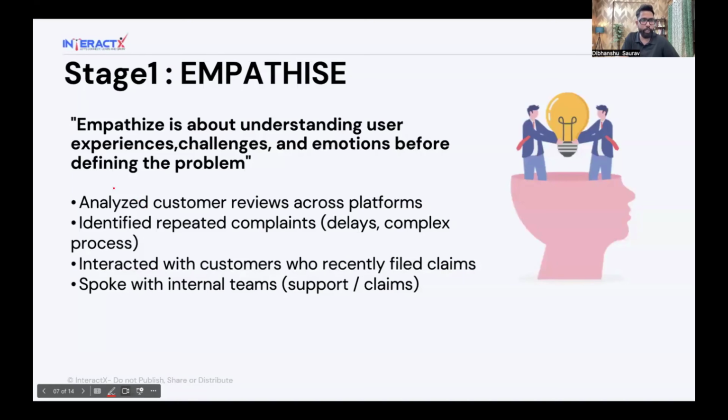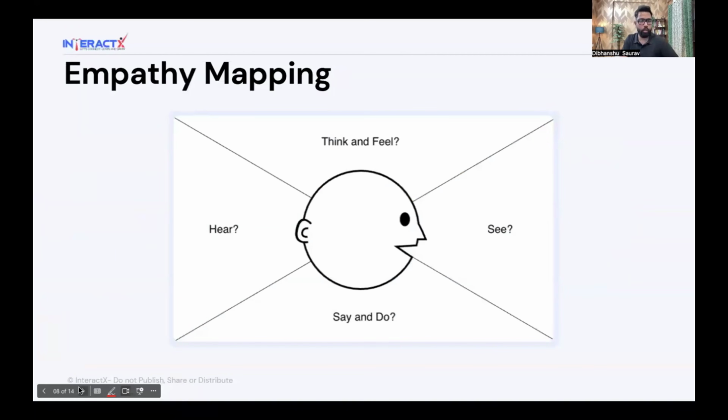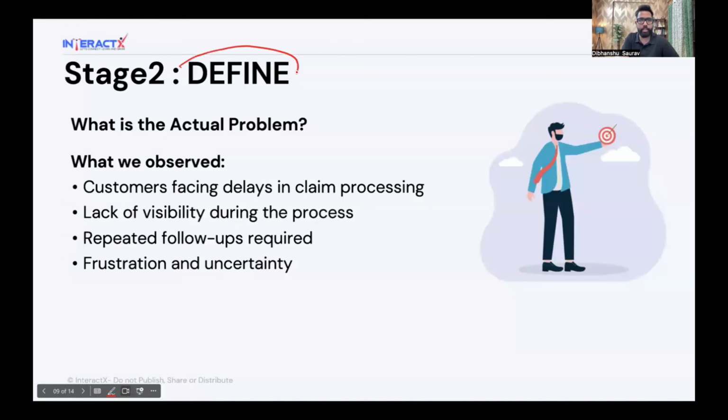So let me quickly give it a read. It says, analyze customer reviews across platform, identify repeated complaint, interacted with the customer, and spoke with the internal team. So all of these are pretty sorted. Now, let's go to the next step. Step 2 says define. Already said.